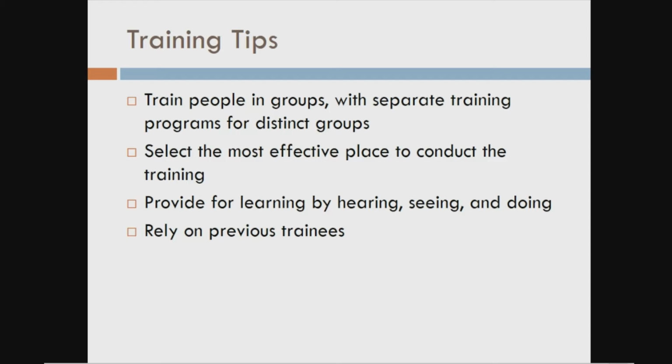Then provide for learning by hearing, seeing, and doing. Some systems involve a technical part where you need to go down and use the system in a practical way. And rely on the previous trainees. Relying on the previous trainees is about TOT, training of trainers. So we train someone, and that person will train another one.